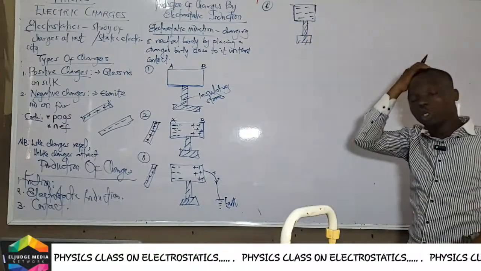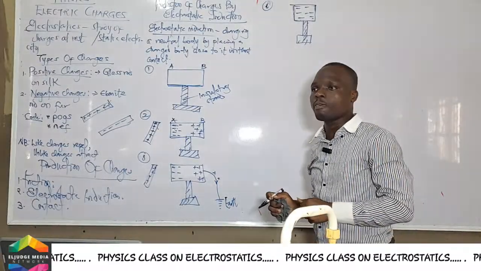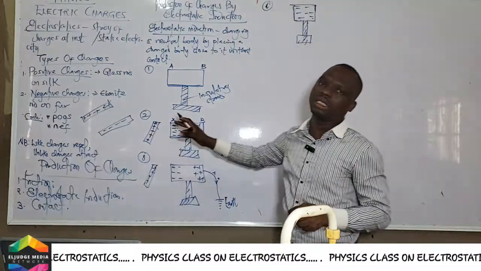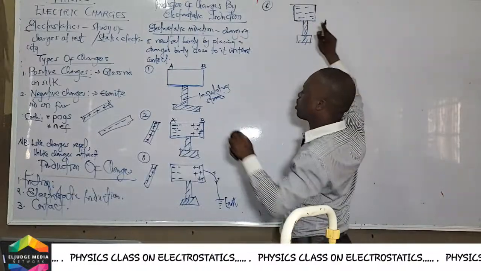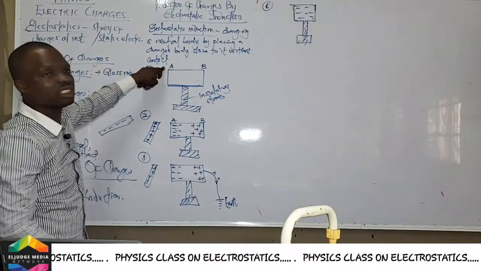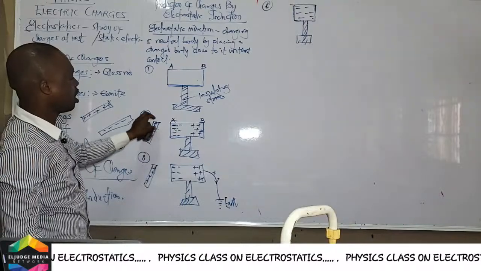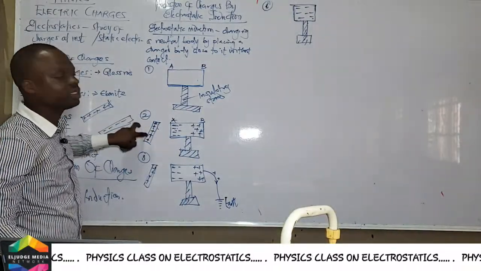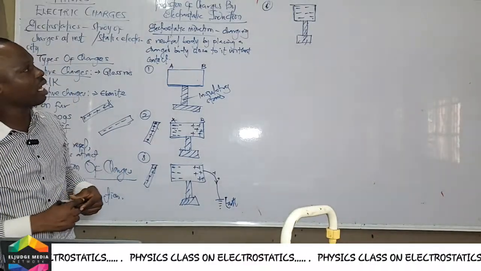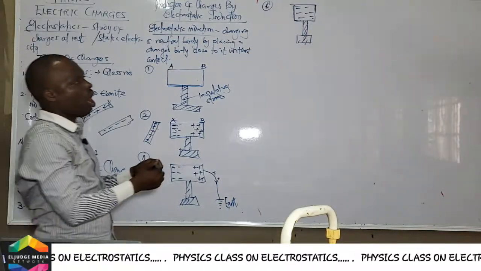That means that to make a neutral body a charged body, you are going to bring the opposite of the charge you want to make it. That is, if I'm going to make this body positively charged, then I bring a negatively charged rod close to it. Also, if I'm going to make it negatively charged, as you saw in this case, I brought a positively charged body close to it. And this is how we charge a conductor by electrostatic induction.